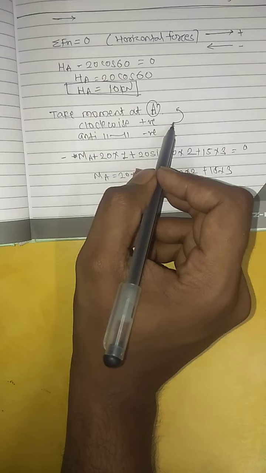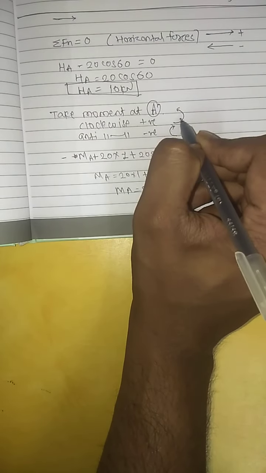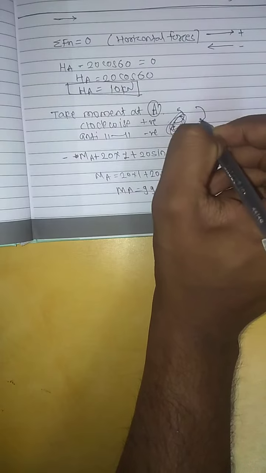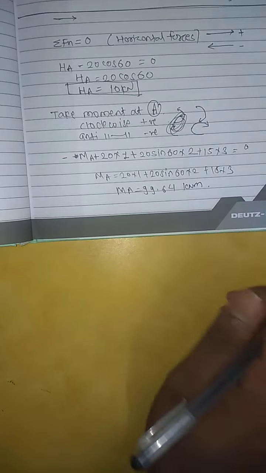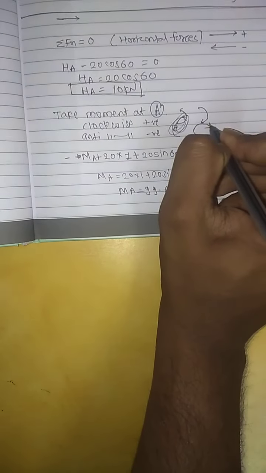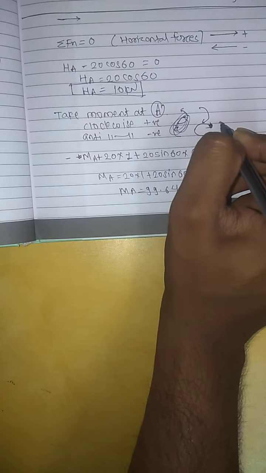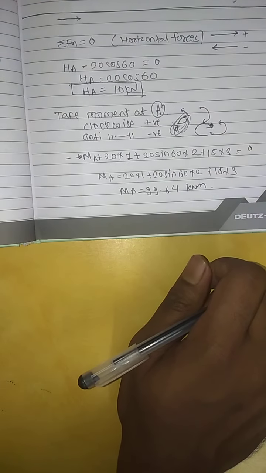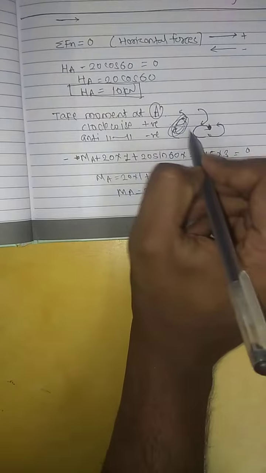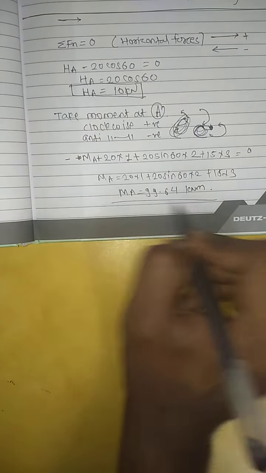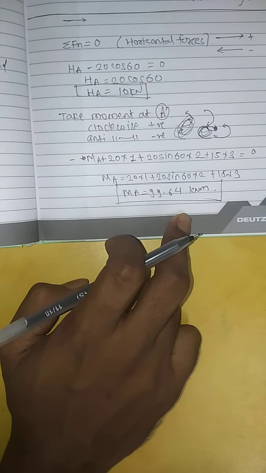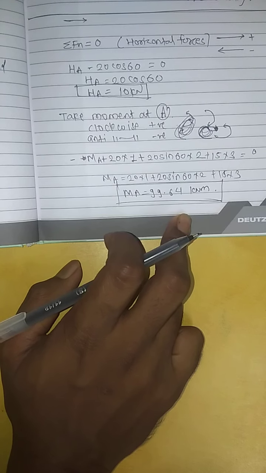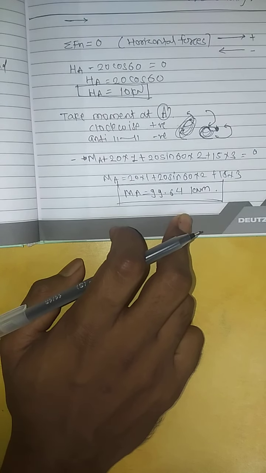The sign convention is, you can show like this: if it is clockwise, consider positive; if it is anti-clockwise, consider negative. You can consider the sign convention any way, your answer will be correct. We'll solve another problem. So this is our first problem. We will solve another problem where we will see the problem related to uniformly varying load.